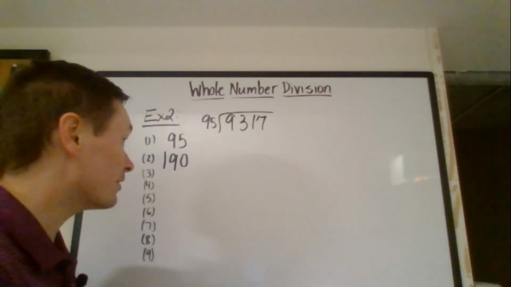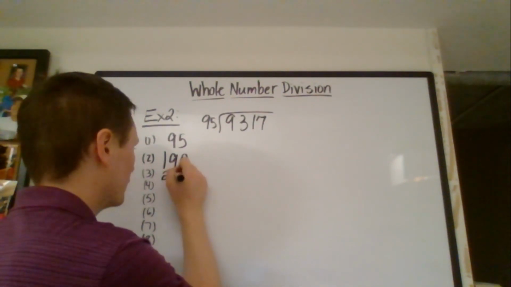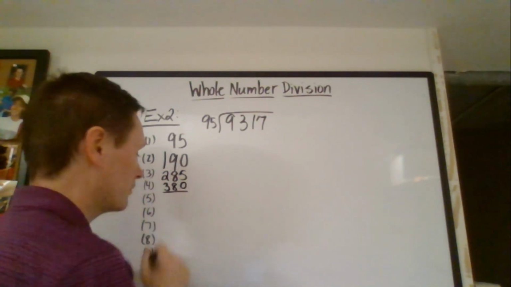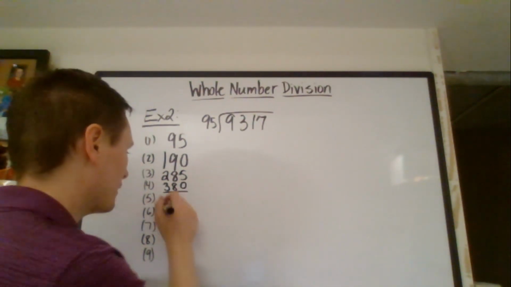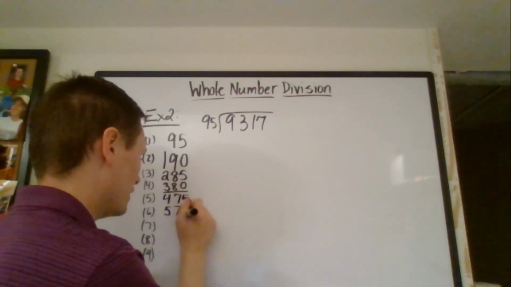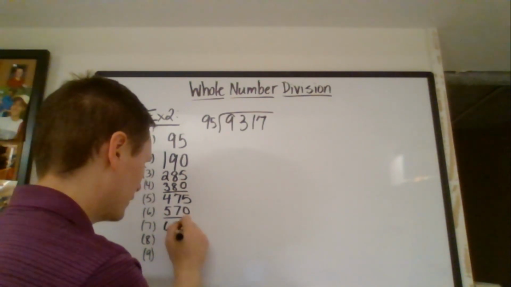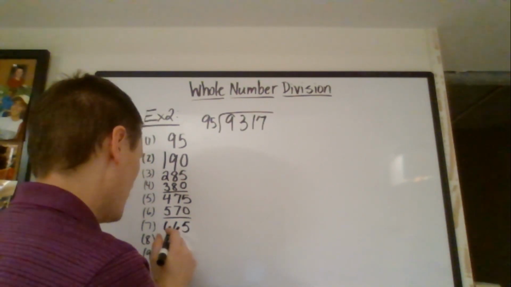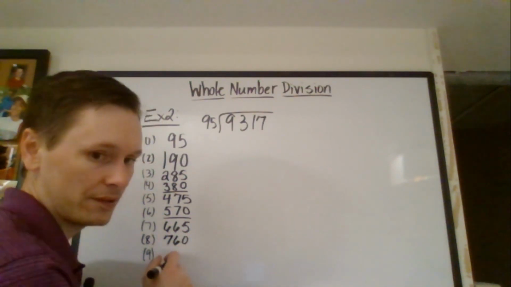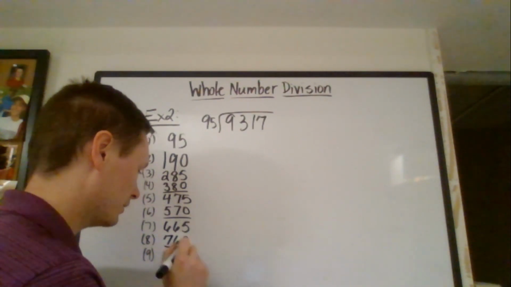All right, so I have 95, 190, 285, 380 is one of your blanks. And then we have 475, 570 is your other blank. And then we have 665, and then we have 760 and 855.